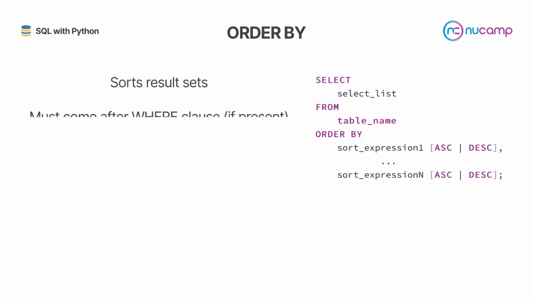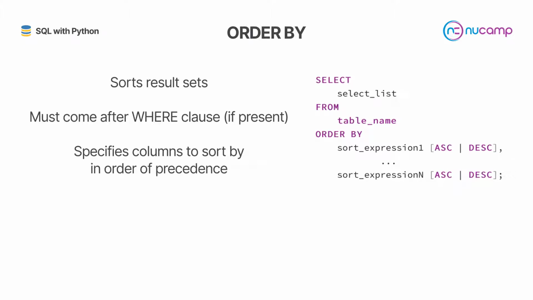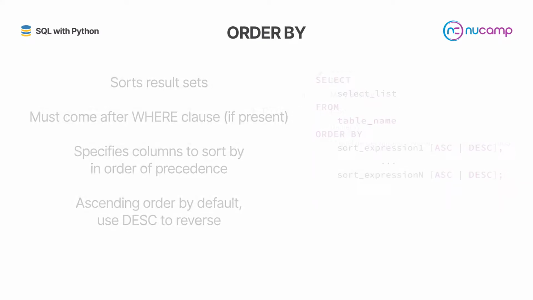Be aware that if a select query has a where clause, the order by clause must be placed after the where clause. The order by clause specifies a list of column names to sort by, in order of precedence. Each column name or sort expression is separated by a comma. By default, the column values are sorted in ascending order. But we can reverse that with the DESC keyword, which is short for descending.